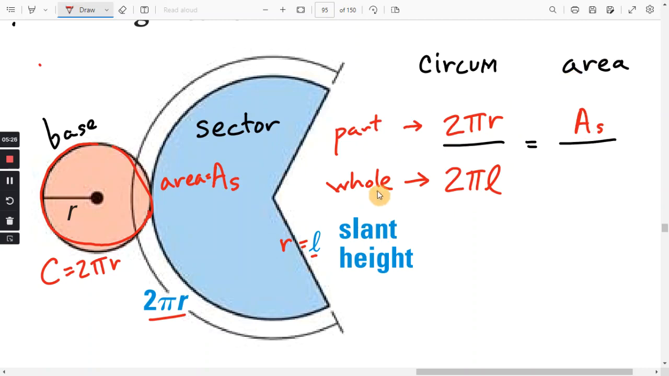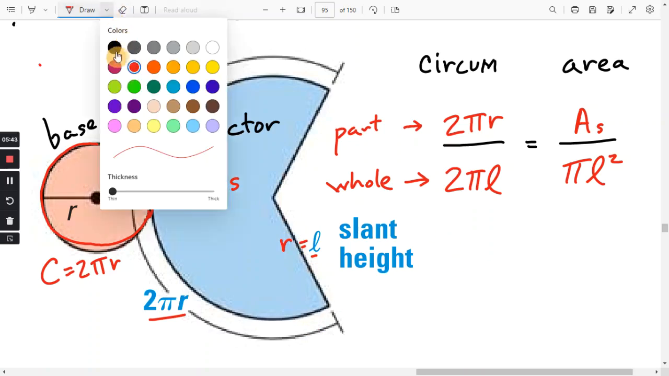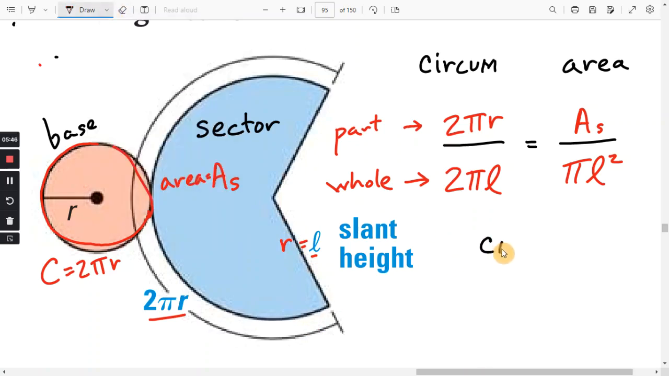And the area of the whole circle, if this were the whole circle, we know the area is pi r squared, but you plug in L in place of r, so that's going to be pi L squared. The radius on the base is r, and the radius on this is L. Now if you cross multiply, we have 2 pi r times pi L squared, and we have 2 pi L times A sub S.